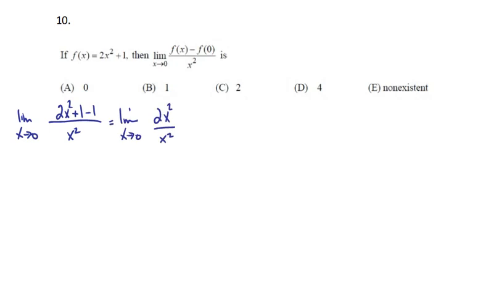So when I do that, I'm going to get the limit as x approaches 0 of 2x squared over x squared. The x squares cancel, leaving me with a limit of 2. Option C. I'll go on to number 11.